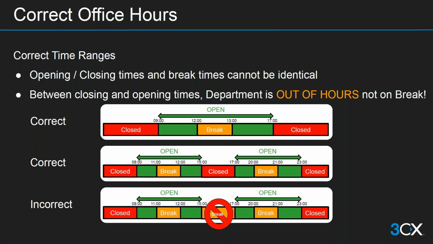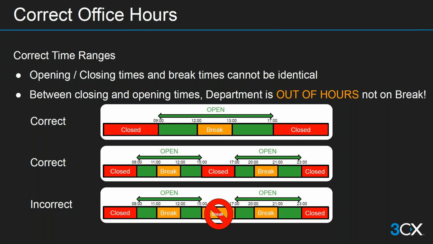Between closing and opening times, the department is out of office hours, not on break. Correct is midnight to 9 a.m., for example, is closed. Then office hours start at 9 until 12. Then we have break time from 12 to 1 p.m. 1 p.m. to 5 p.m. is again in office hours and then is closed again.